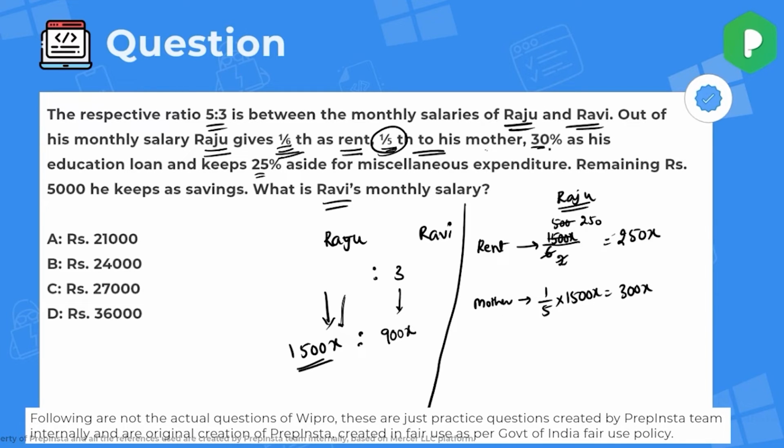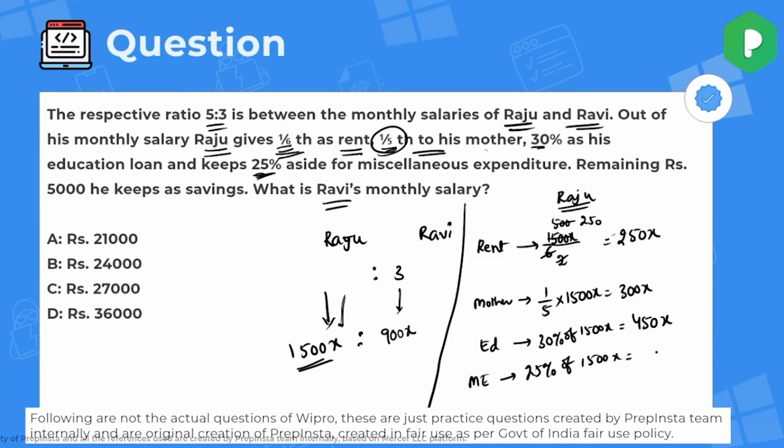Then what is the next statement? 30% is for his education. So he is investing in education 30% of 1500x. What is 10%? It is 150. What is 30%? 3 15s are 45, so 450x. And next he keeps 25% aside for miscellaneous expenditures. For random or small expenditures, he is keeping 25% again of his income, which is nothing but, what is half of this income, 750, right?